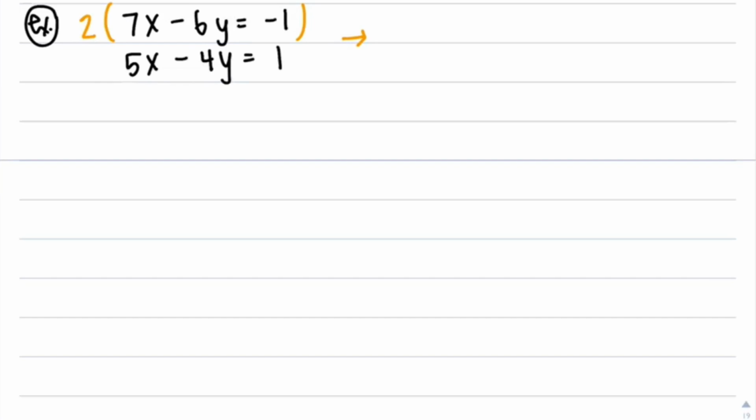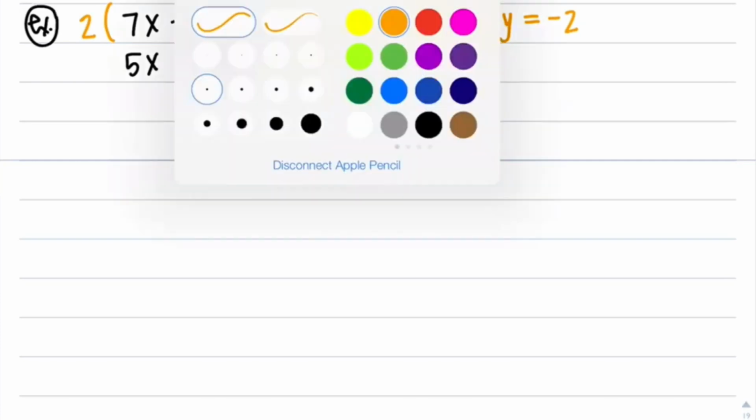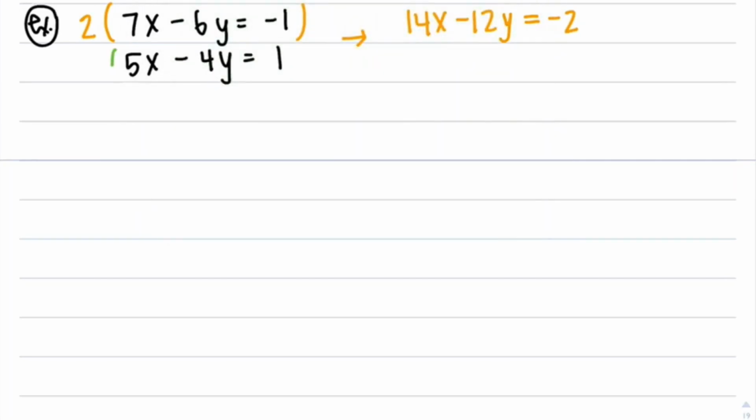So this problem then really becomes, okay, 2 times 7 is 14x. 2 times negative 6 is negative 12y. And then that's equal to 2 times negative 1, which is negative 2. All right, on the bottom though, again, so this one I would have to multiply both. I'm looking to cancel out y.